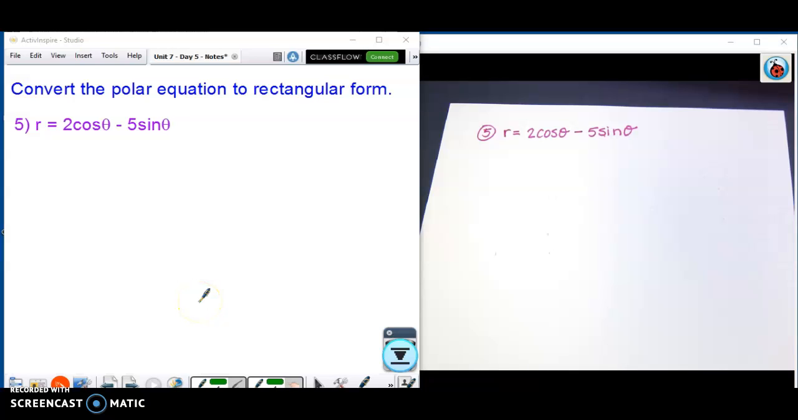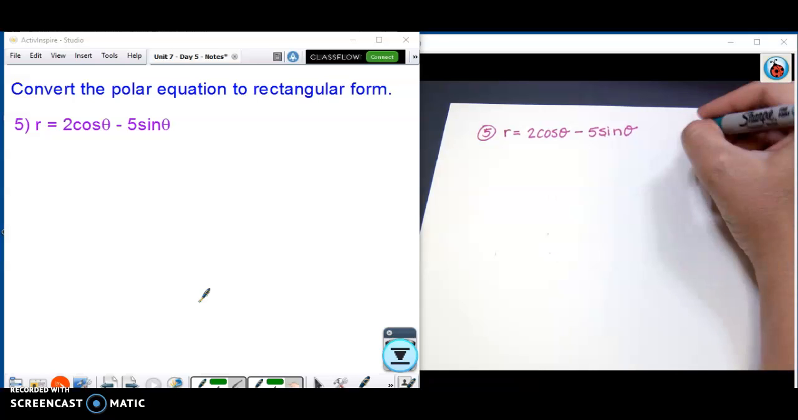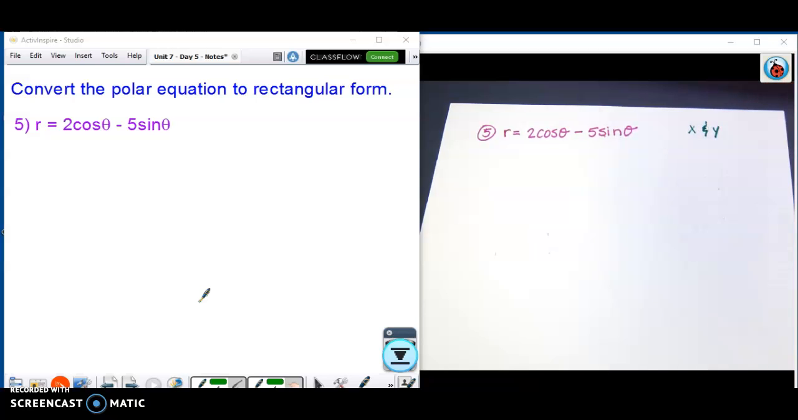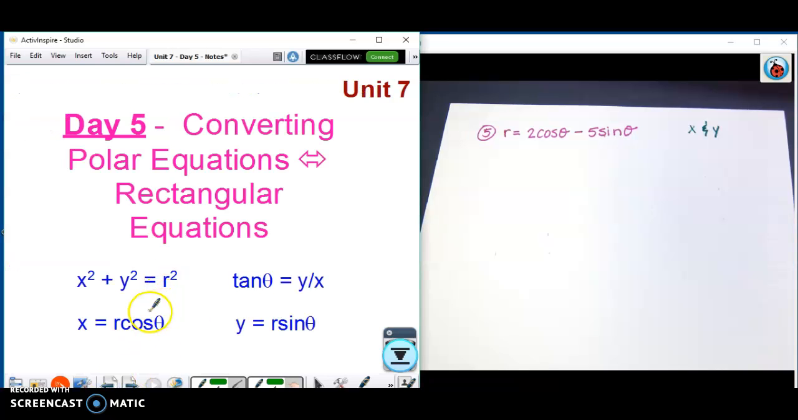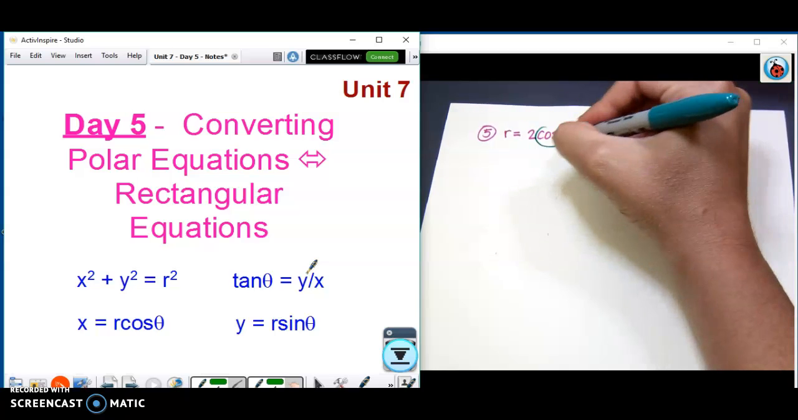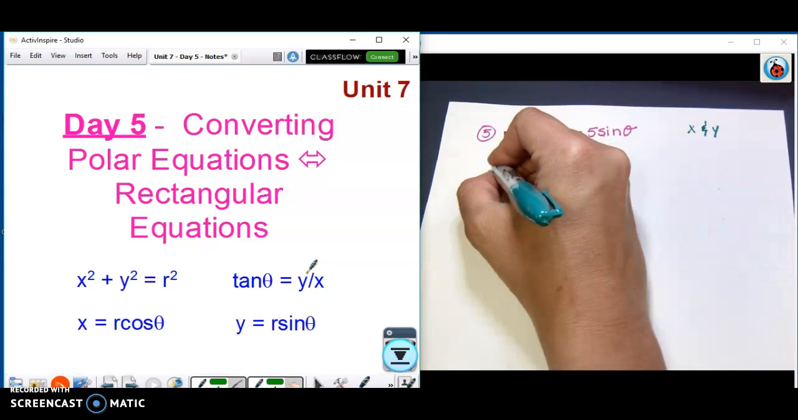So starting back up with number 5, we are still in polar form and we're still going to change to rectangular, so we're looking for just x's and y's. This one actually has r and theta. Remember, if it has both r and theta, you want to use one of the bottom equations because these don't both have r and theta. And if we have trig functions, especially cosine, sine, or secant and cosecant, you want to fix those. So what I'm going to do is change cosine.